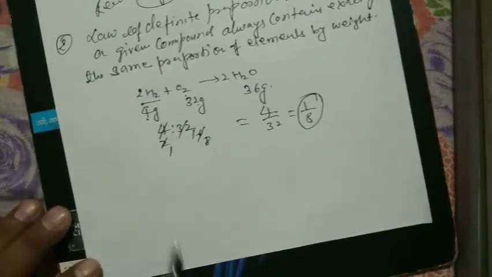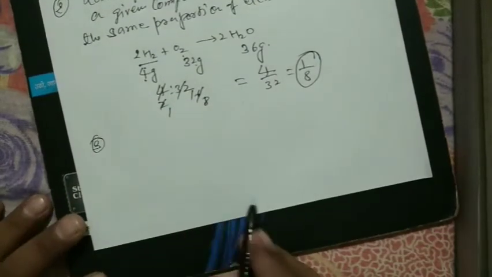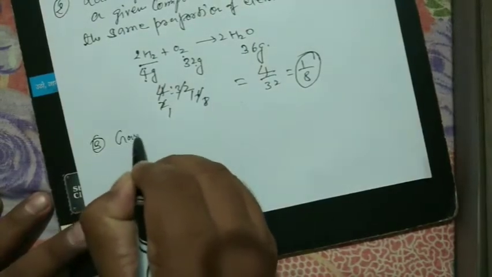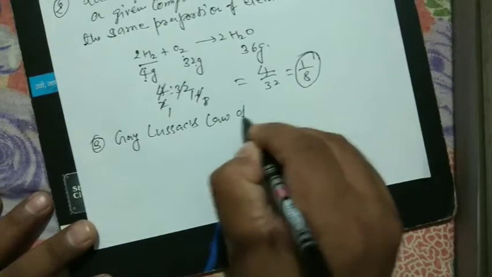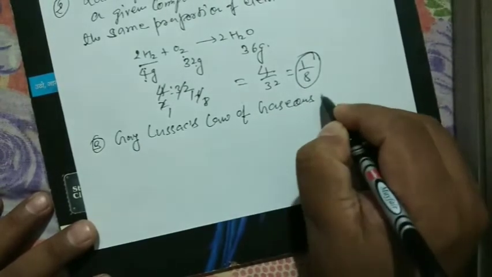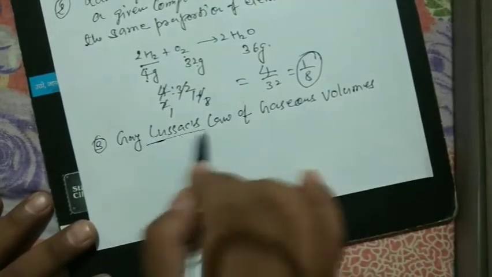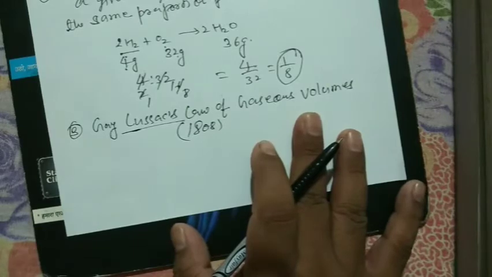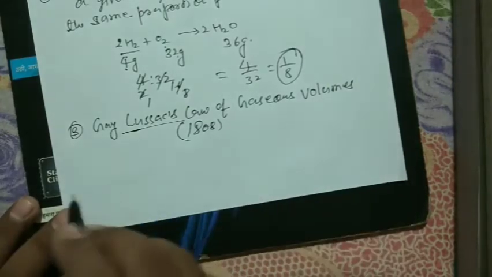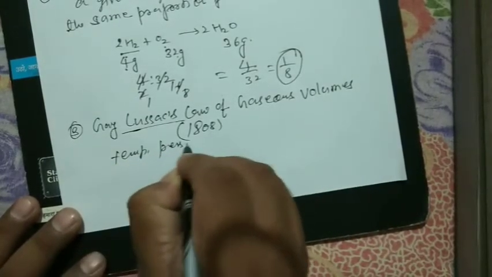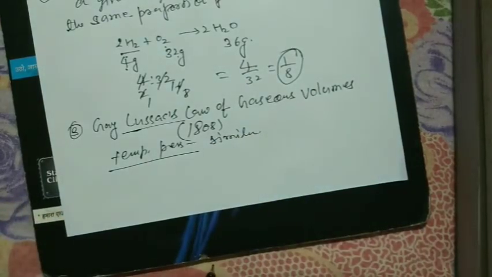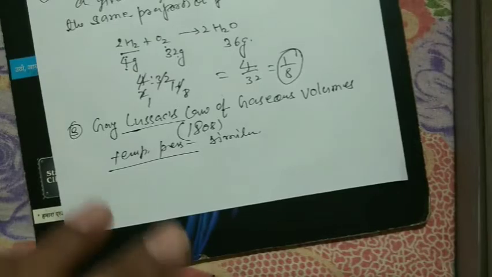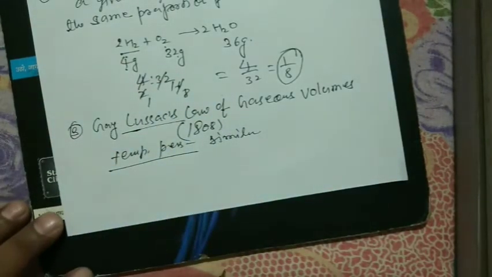Let's start our third law. Our third law is Gay-Lussac's law of gaseous volumes. It is proposed by Gay-Lussac in 1808. According to this law, under similar conditions of temperature and pressure, whenever gases combine, they do so in volumes which bear a simple whole number ratio with each other and also with the gaseous products.